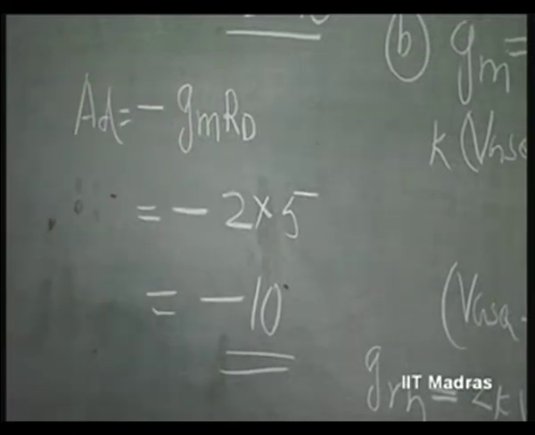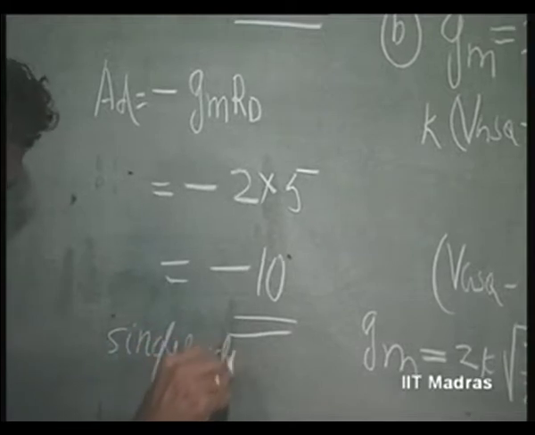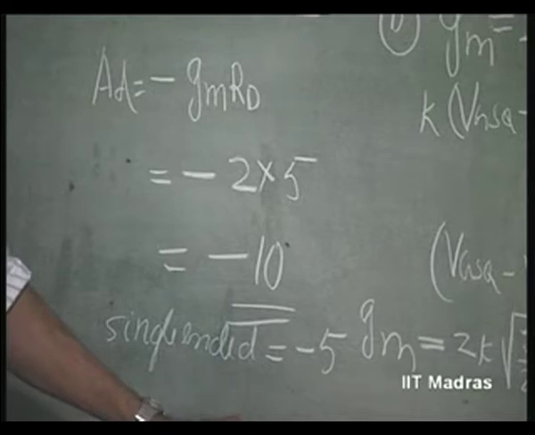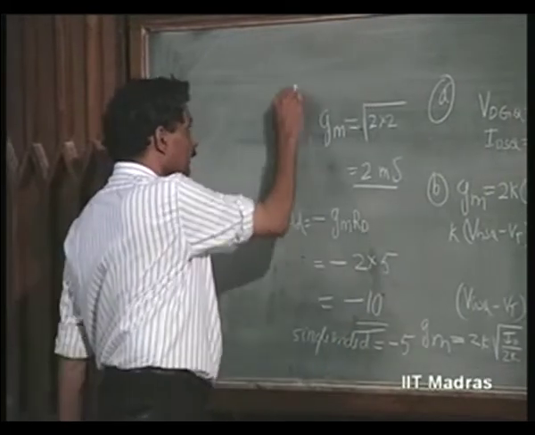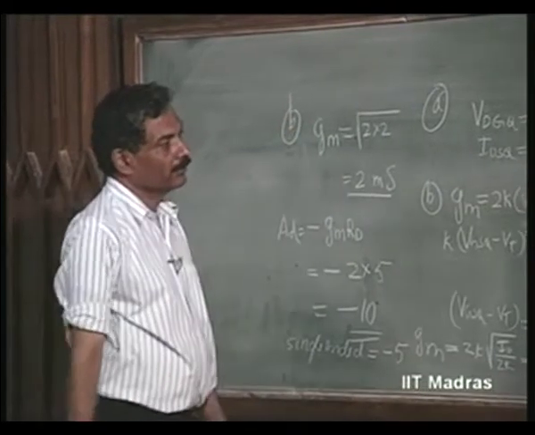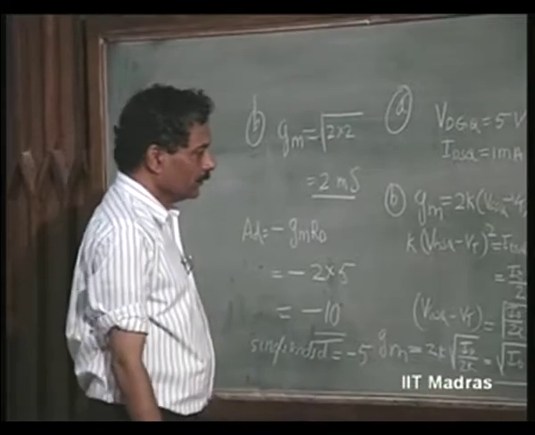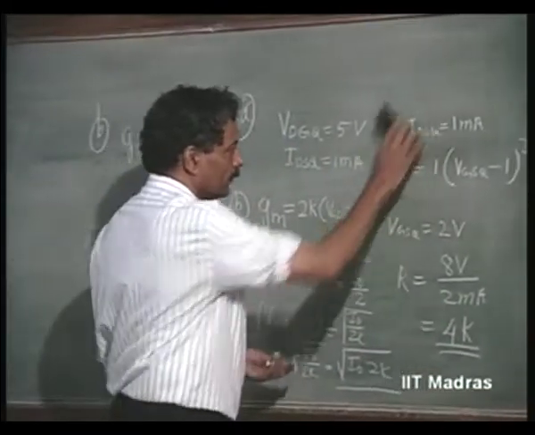For the single ended output, this is equal to minus 5. It is minus gm into RD by 2. So, the B part is over, differential mode gain. Now, we have to discuss about common mode gain.